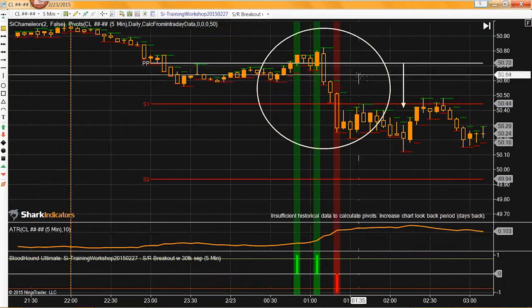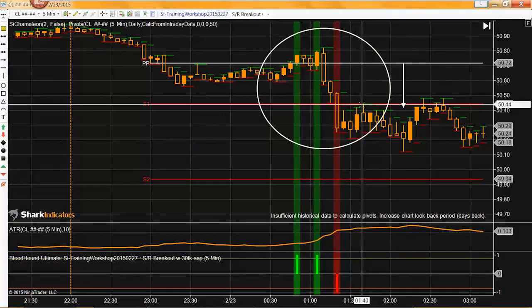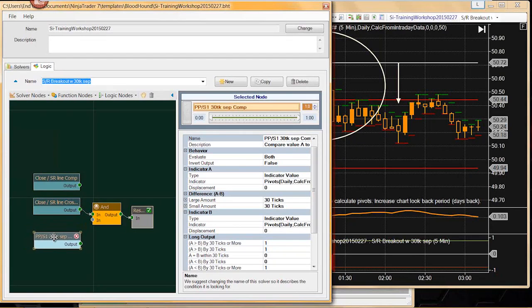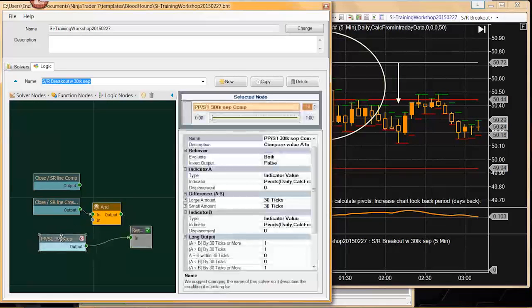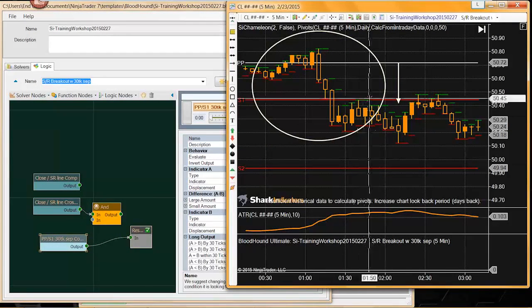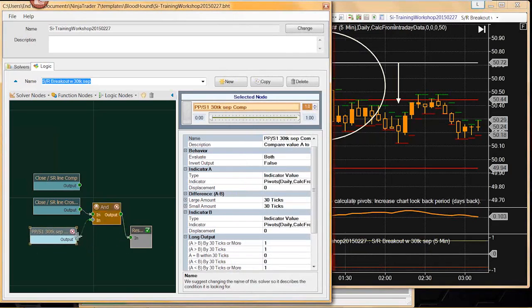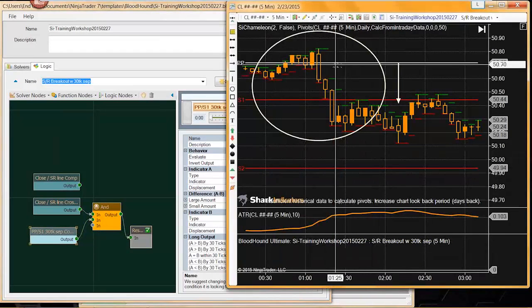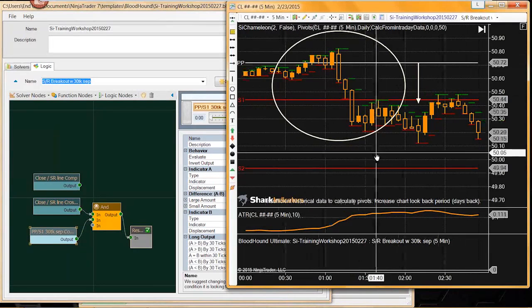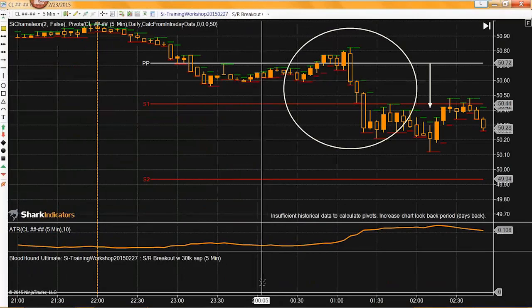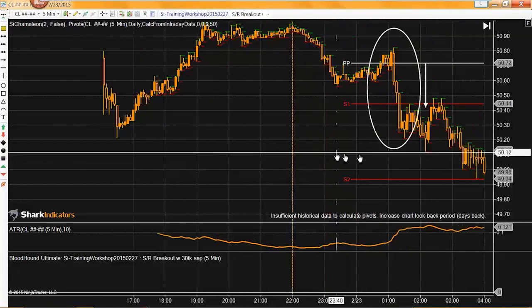So we do have these trade signals here, but with the PP and the S1 just less than 30 ticks, as soon as I add in this solver here, which is making sure that we have a 30 tick separation, and I take a look at its output, there is no long and short output on this day because there's not enough separation. So when I connect this into the AND node, it also blocks those trade signals. So now those trade signals for this day will not occur. Let's shrink the chart up here.